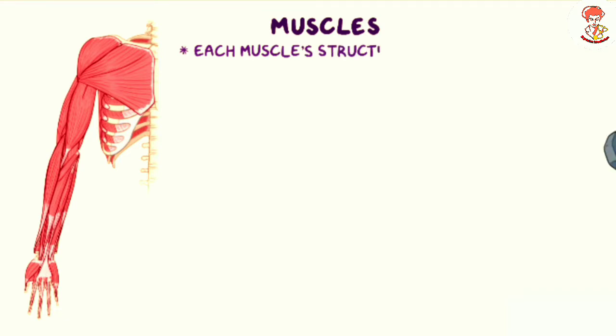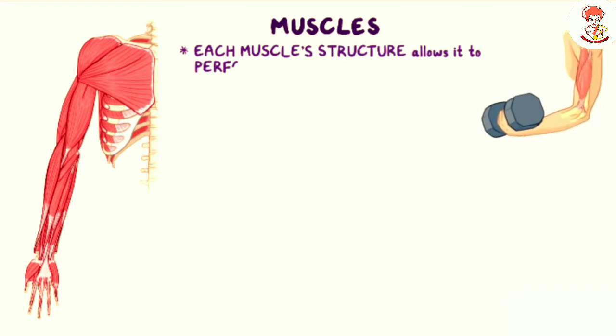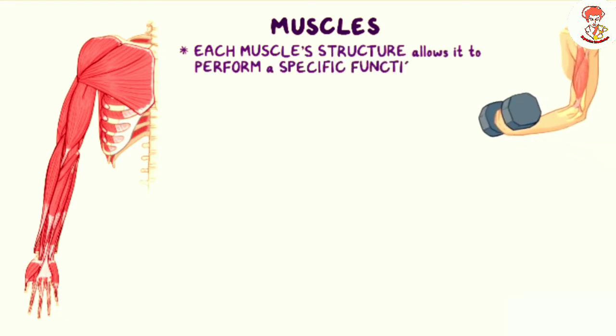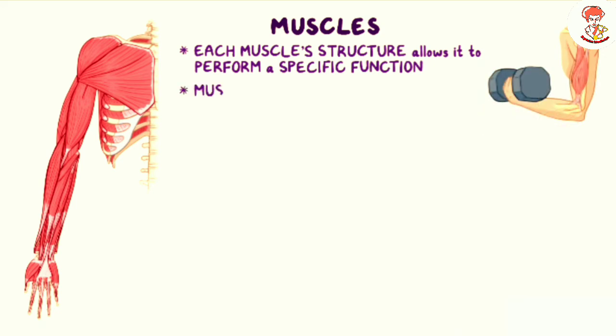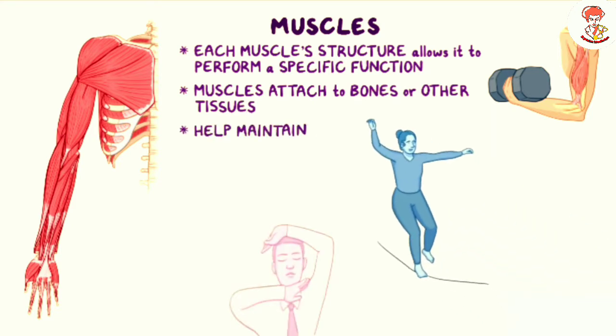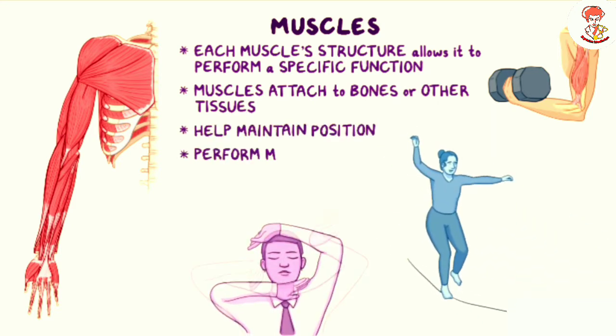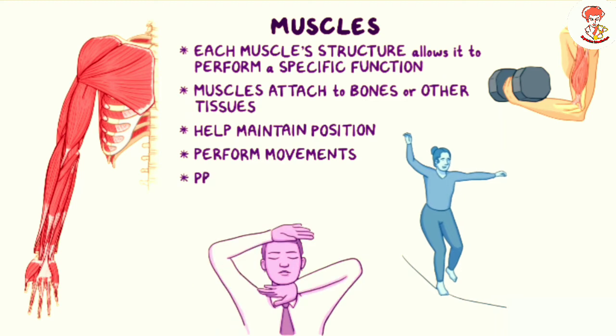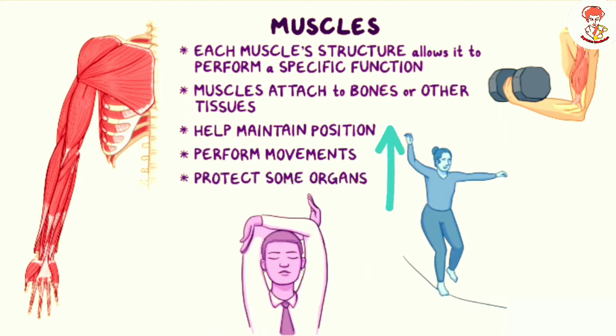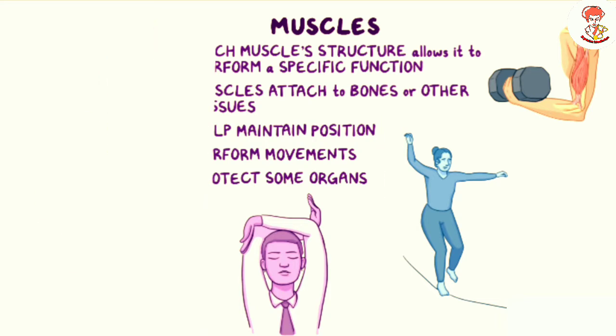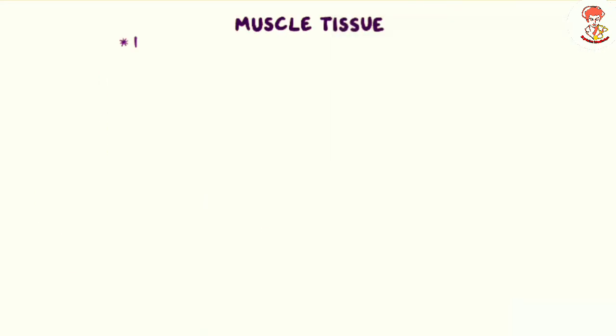The human body consists of hundreds of muscles which are present in different shapes and sizes. Each muscle has particular structures that enable it to perform specific functions. The muscles are attached to bones or other tissues to help us maintain position, perform movements, and even protect our organs. Muscle tissue is made up of contractile cells that are called muscle fibers.